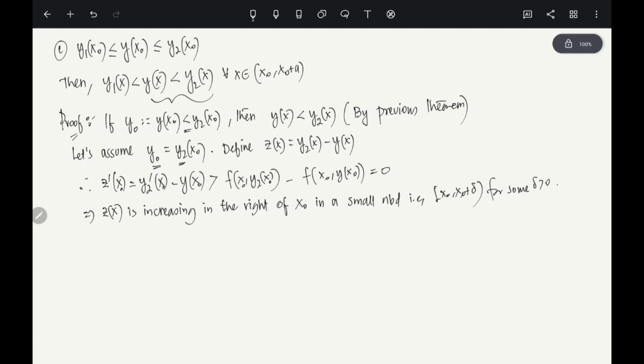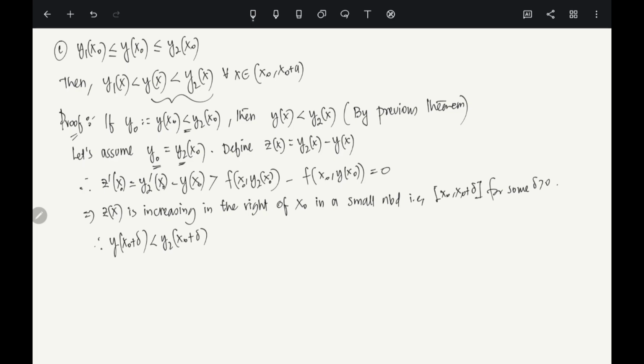Okay. So therefore, if z is increasing, it means that y at the point x naught plus delta is strictly less than y2 at the point x naught plus delta. It is increasing at that interval, right? So this is true. Of course, without loss of generality, let us write it as a closed interval up to x naught plus delta. Otherwise you take delta by 2, doesn't matter. So we can do this.